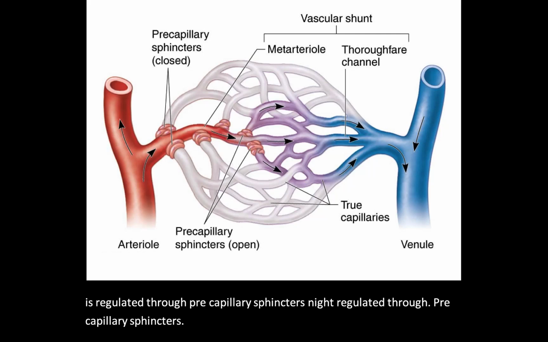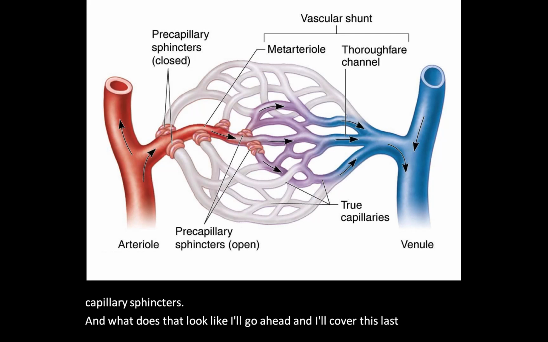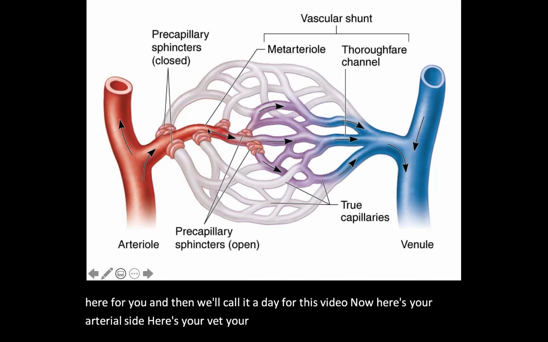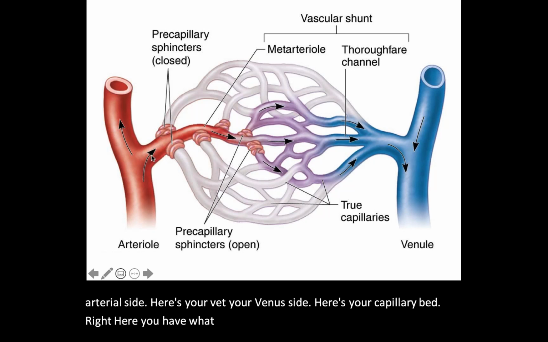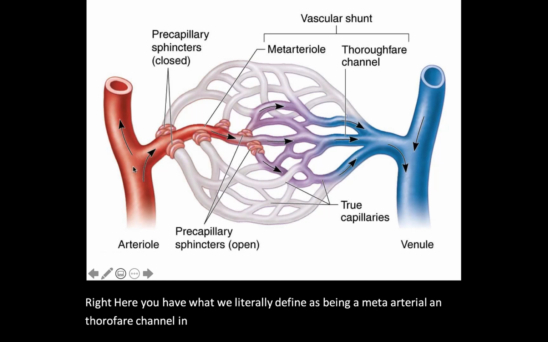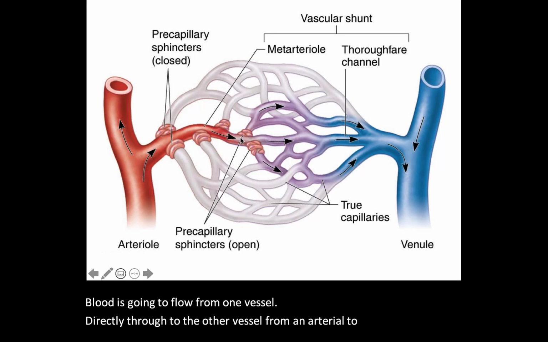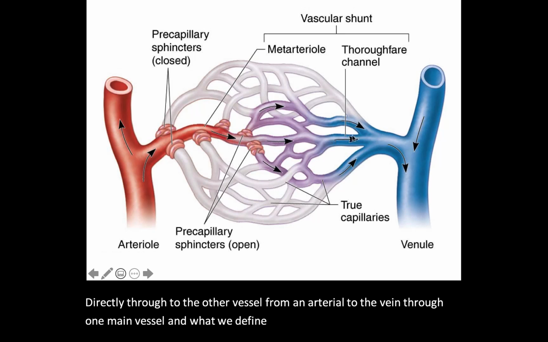And what does that look like? I'll go ahead and cover this last little slide here for you, and then we'll call it a day for this video. Now, here's your arterial side. Here's your venous side. Here's your capillary bed, right here. And you have what we literally define as being a meta-arteriole and a thoroughfare channel. In other words, blood is going to flow directly from one vessel through to the other, from an arteriole to the vein through one main vessel. What we define as that meta-arteriole or thoroughfare channel.